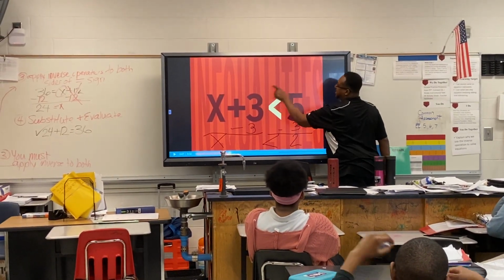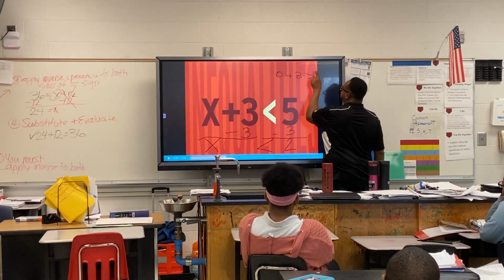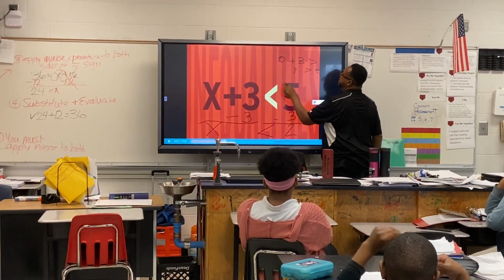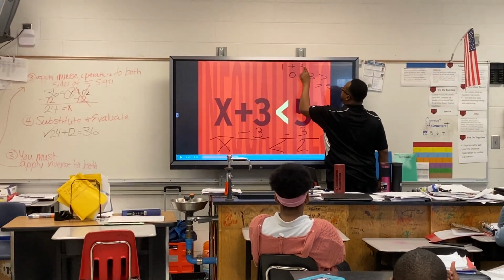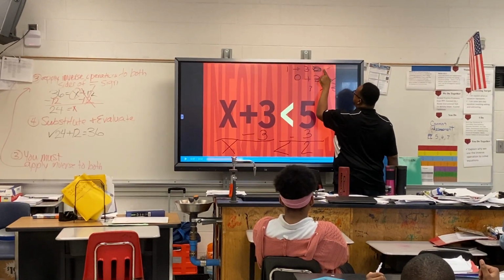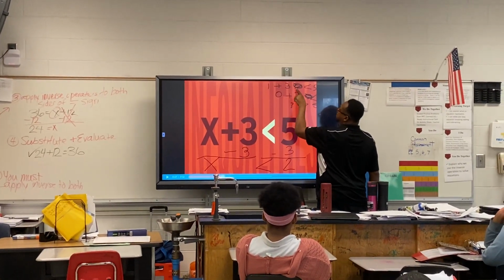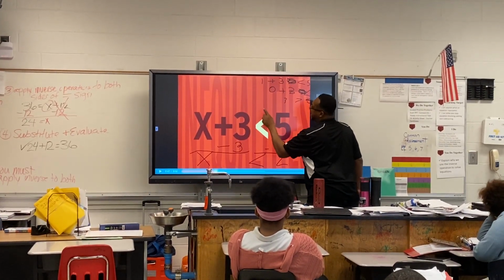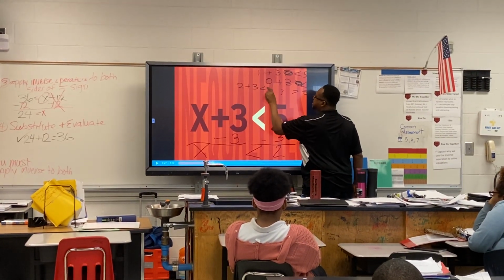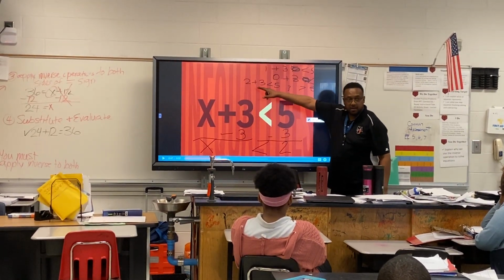If I put, instead of X, 0, then 0 plus 3 is less than 5. That is true, because that's 3, and 3 is less than 5. I can put 1. 1 plus 3 is less than 5. That is true because that's 4. But it can't be 2, because 2 plus 3 would be equal to 5. So I'm saying X has to be less than 2.